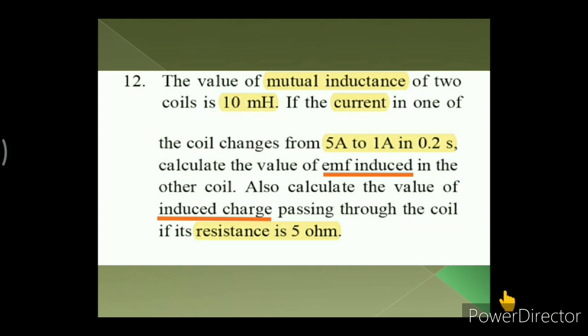Here it is given that the two coils have mutual inductance 10 millihenry, and when in one of the coils the current changes from 5 ampere to 1 ampere in 0.2 second, then we have to calculate how much EMF is induced in the other coil. As well as we have to calculate the value of the induced charge that must be passing through the coil if the resistance of the coil is 5 ohm.